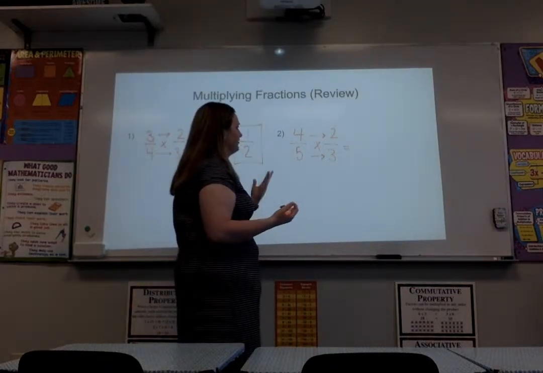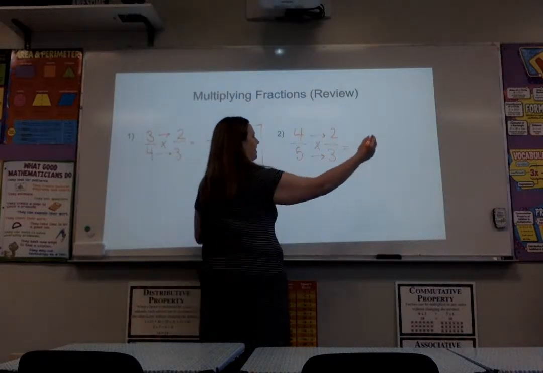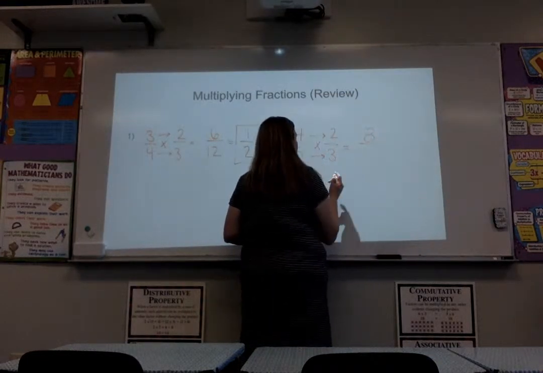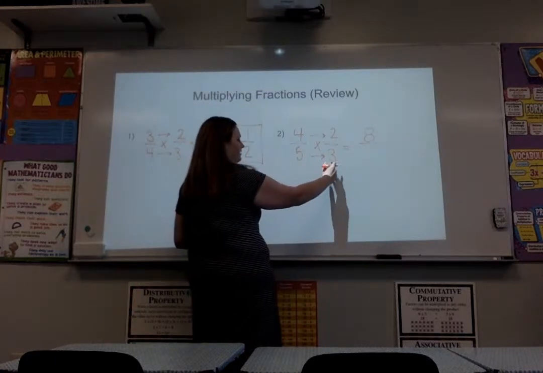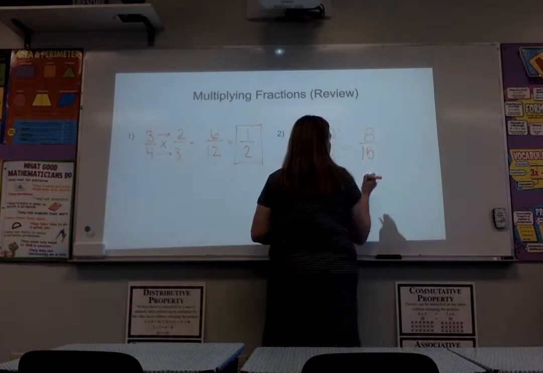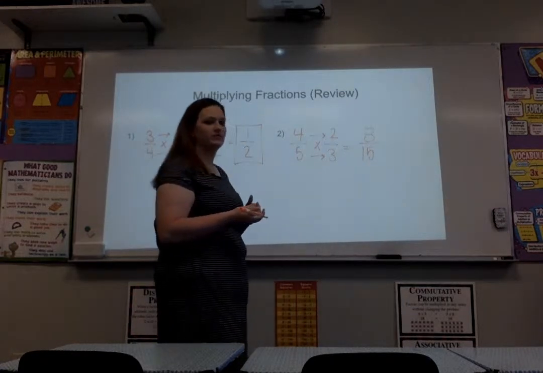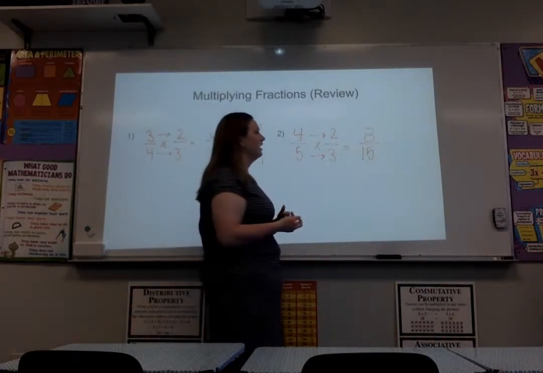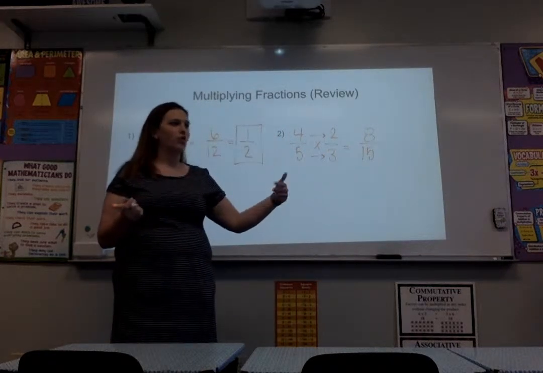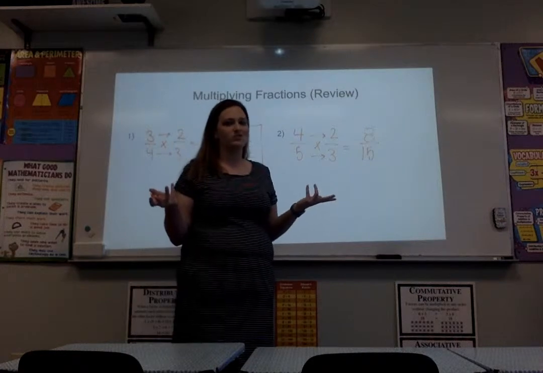Can somebody tell me what 4 times 2 is? Okay, so that would be 8. And then 5 times 3 would be 15. Okay, well, let's think about if this can be reduced down. All right, I think of the numbers that make 8: 2, 4, 8, and 1.